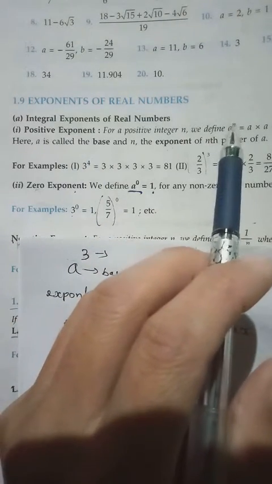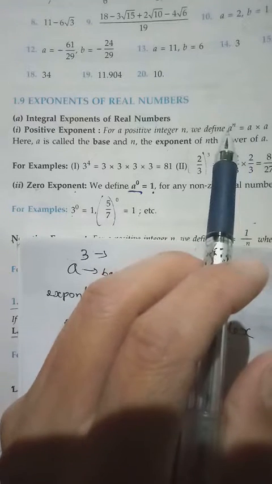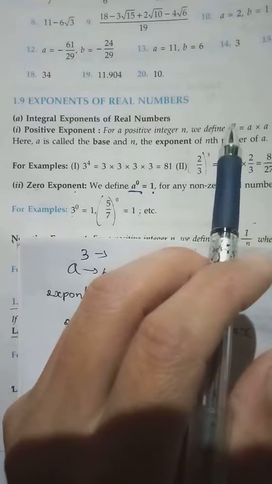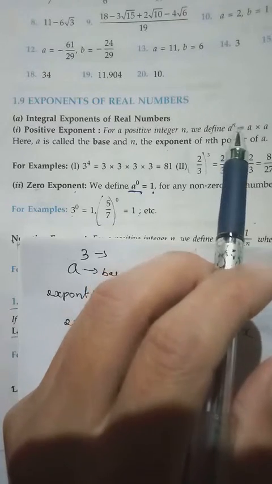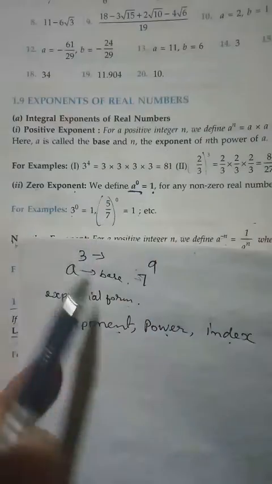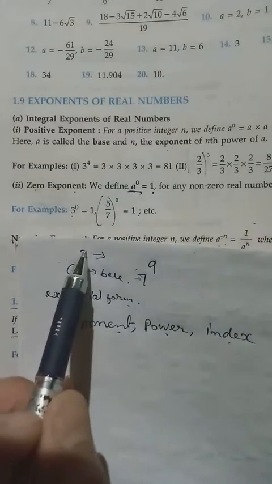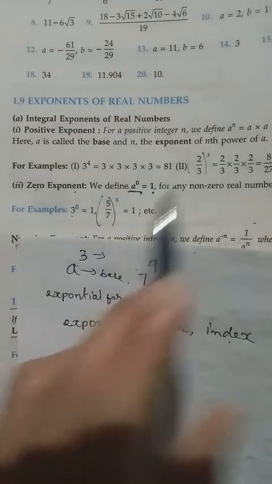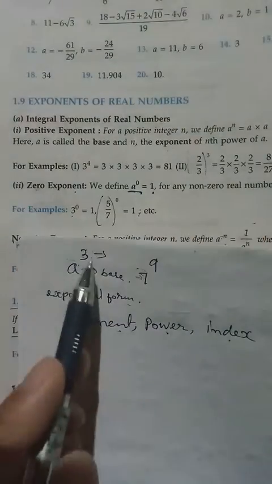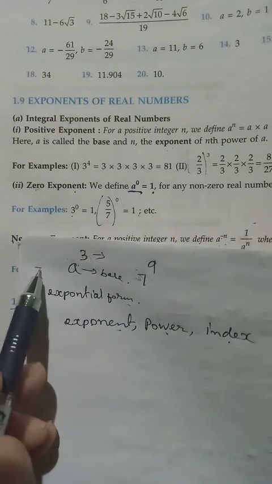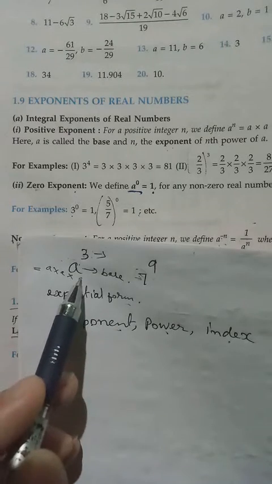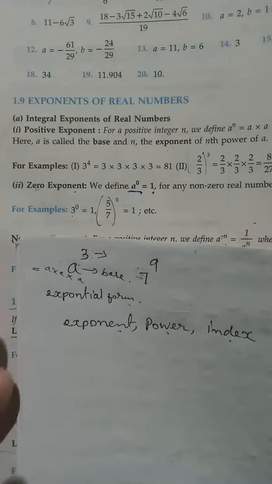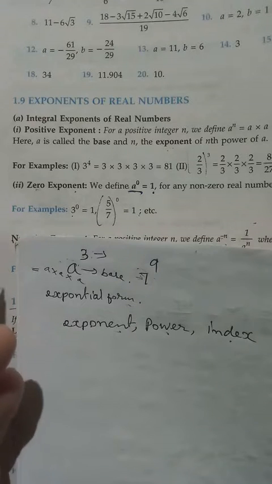Like here we have a to the power n. This a we call base, n we call the exponent. So suppose if I write a to the power 3, that means here we take n as 3, which means we can write a 3 times. If I write n times, that means n is unknown. That means we don't know.